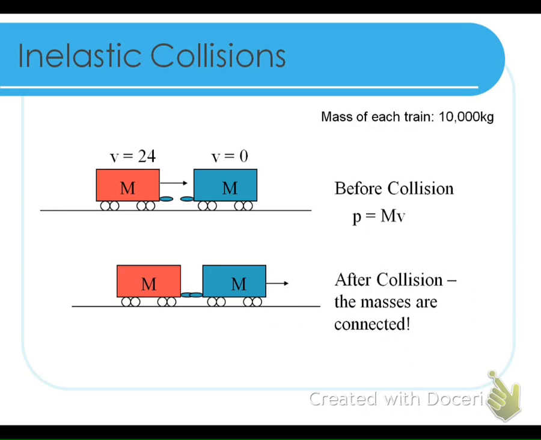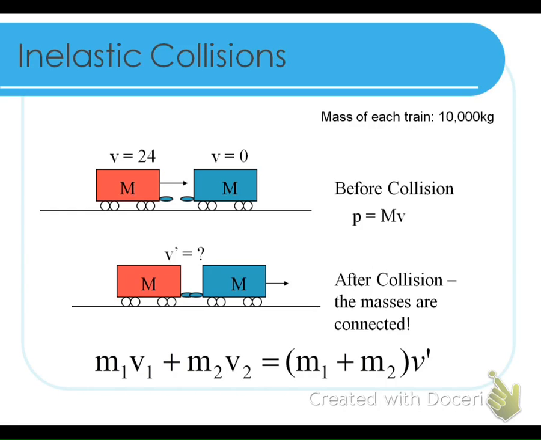So the equation that we're going to use for finding inelastic collisions is this right here. Momentum of the first object plus momentum of the second object will equal both the masses added together with one single velocity. Since they will become one unit, they will have one velocity and now one mass.